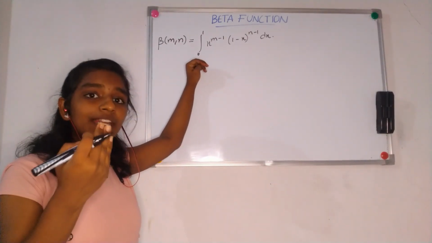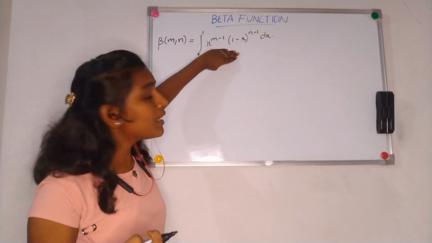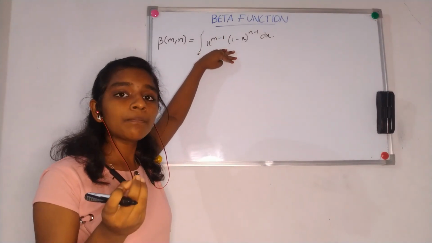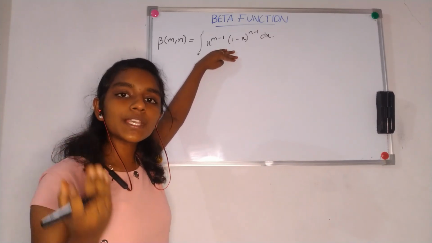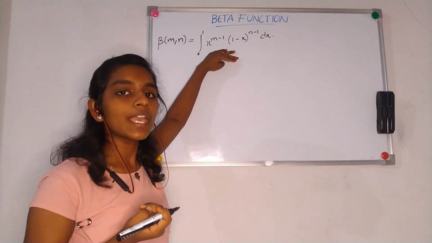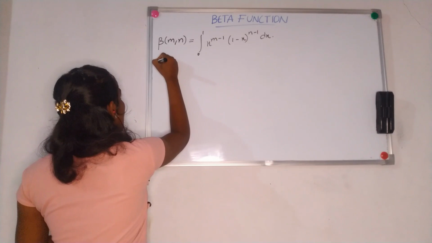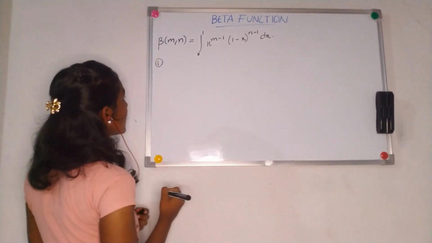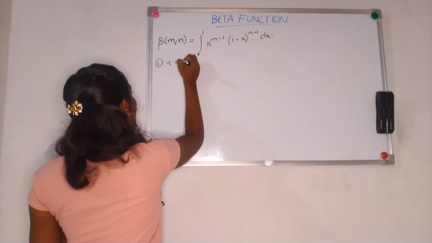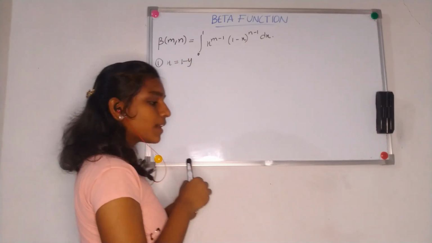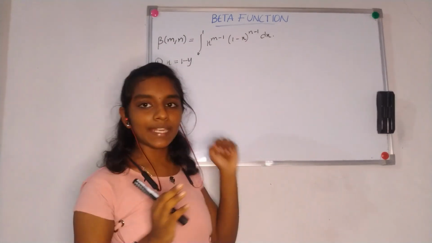Now we have many deductions to this. Every time we will use this formula, and we have some deductions and relations and small proofs which we will be using in the sums that we do later. So now let us see one of them. The first thing we have to do is put x is equal to 1 minus y.